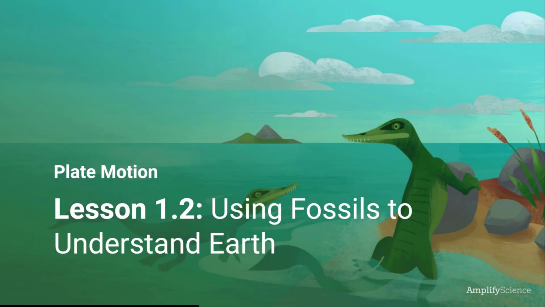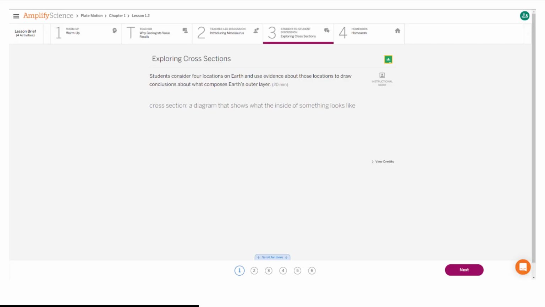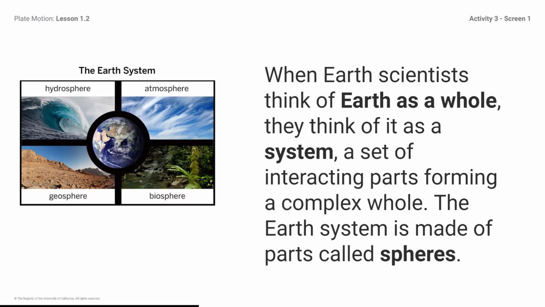Plate Motion Unit, Lesson 1.2, Using Fossils to Understand Earth. Activity 3, Exploring Cross-Sections. Here's what your first student screen looks like for this part of the lesson. Notice at the bottom that there are 6 screens for this step.